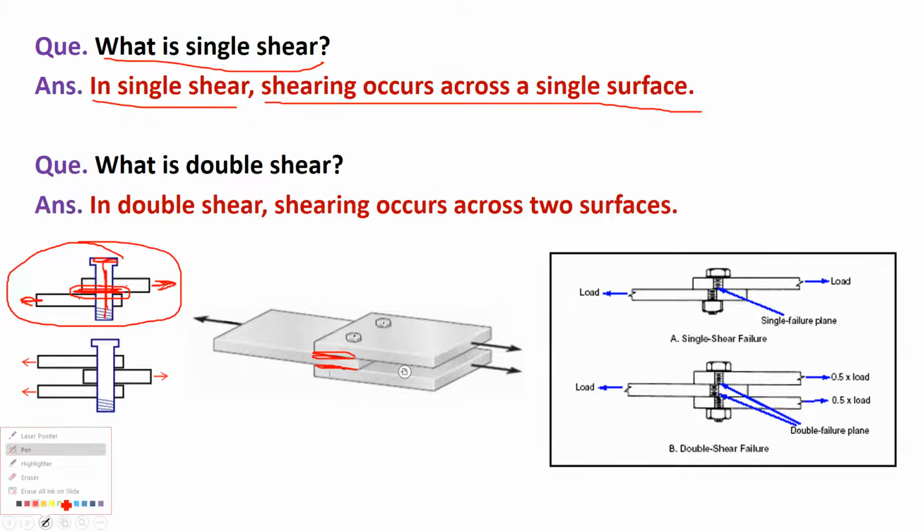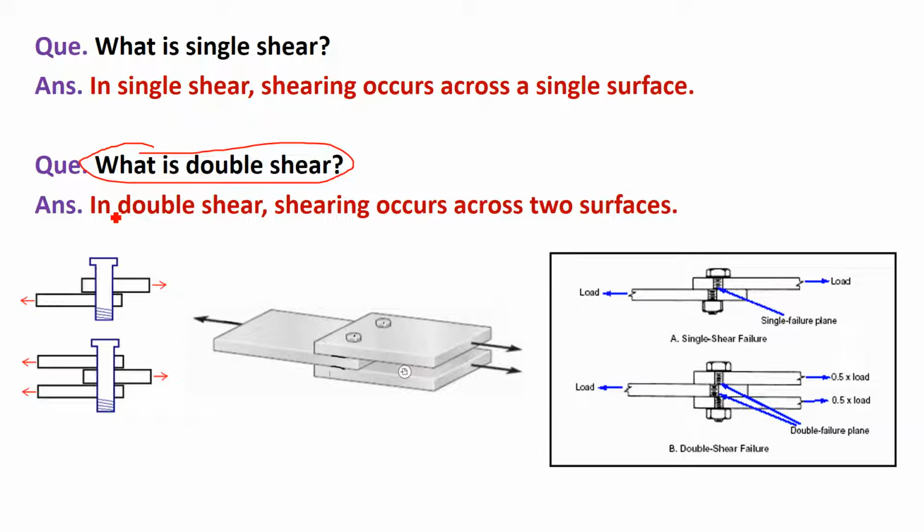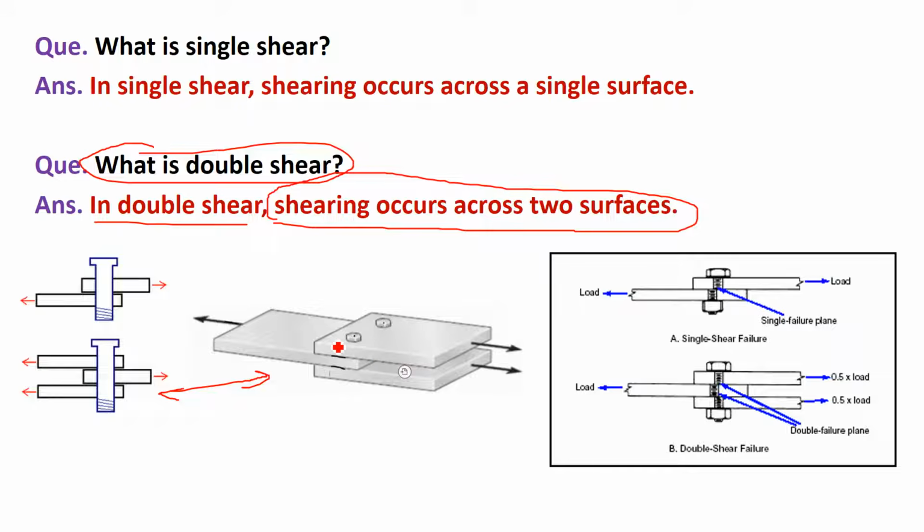If you look at the second example, what is double shear? In double shear, shearing occurs across two surfaces. For example, in this figure there are three plates, top, middle and bottom. Three plates, 1, 2 and 3, are kept on each other and connected with the help of a bolt like this. Now if you pull the middle plate, shearing will occur between the top plate and middle plate at this surface. Similarly, shearing will occur between the bottom plate and middle plate at this surface. So there are two surfaces where shearing occurs, so that's why it is called double shear.